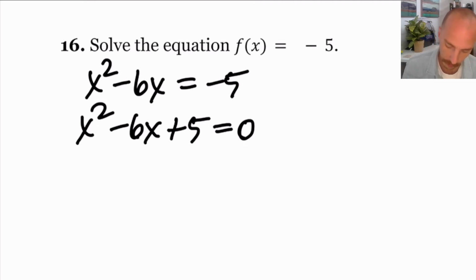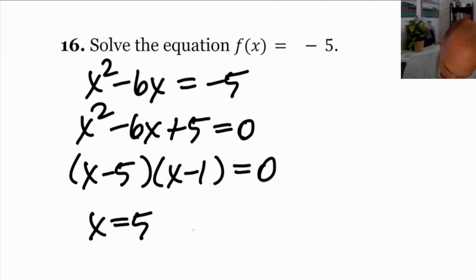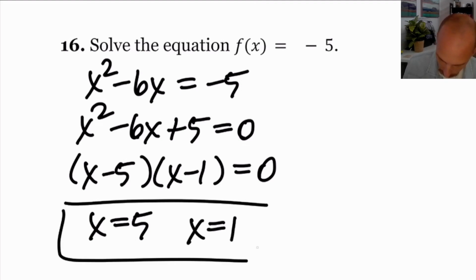Okay, but this one, I'm thinking of two numbers that multiply to 5 and add to -6. That'd be -5 and -1. So I factor this into x minus 5 times x minus 1. And I say, okay, either x minus 5 needs to equal 0, and that would be where x is equal to 5, or maybe x minus 1 needs to equal 0, and that would be where x is 1.